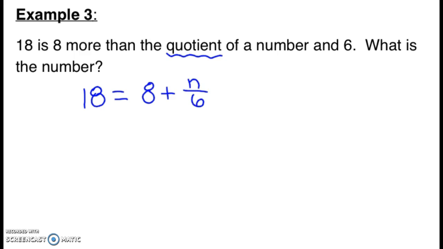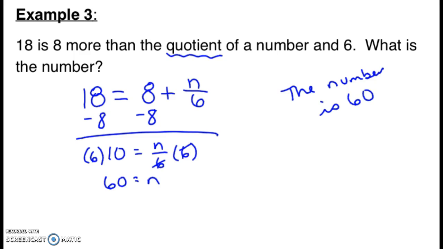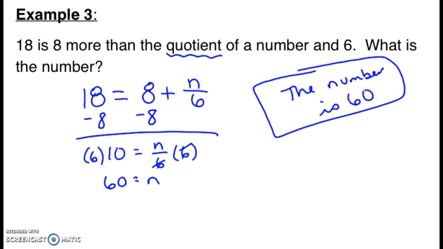Now I have to figure out what is the number. So I'm going to get n alone, subtract 8 from both sides. I get 10 equals n divided by 6. Okay, and don't forget to undo dividing by 6. We multiply both sides by 6 or by 6 over 1. These will cross cancel. I get 60 equals n, so the number is 60. And make sure that's true. So the quotient of 60 and 6 is 10. 8 more than 10 is 18, and that's what I wanted.